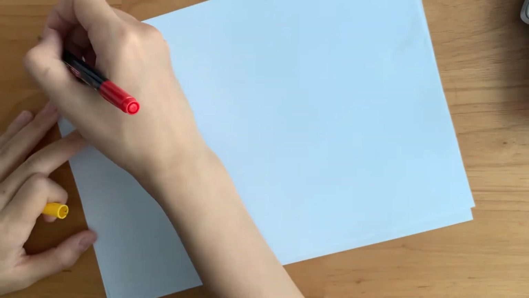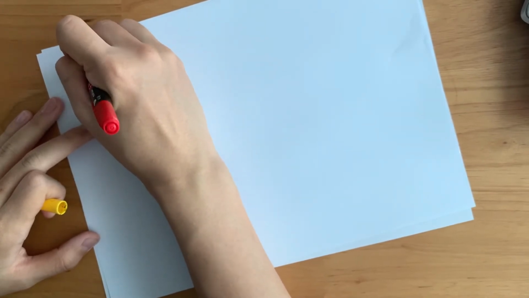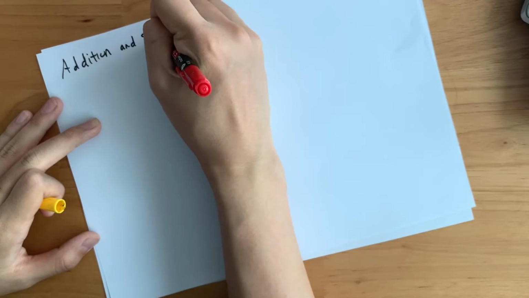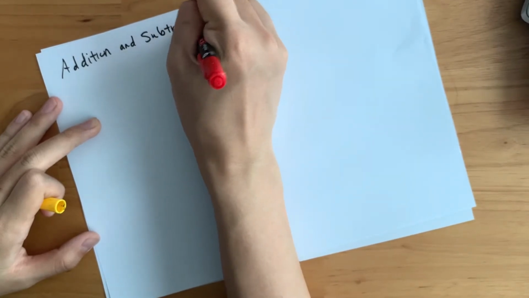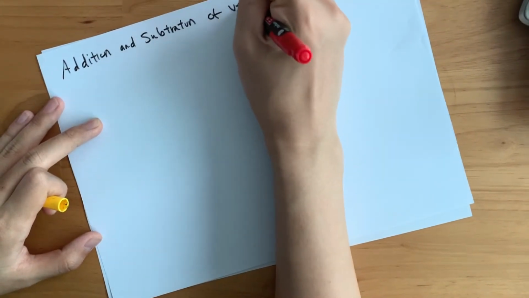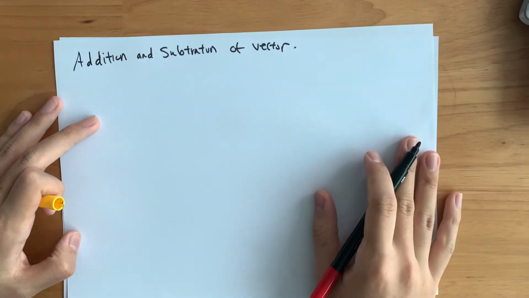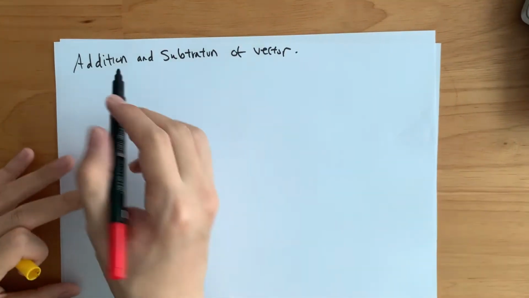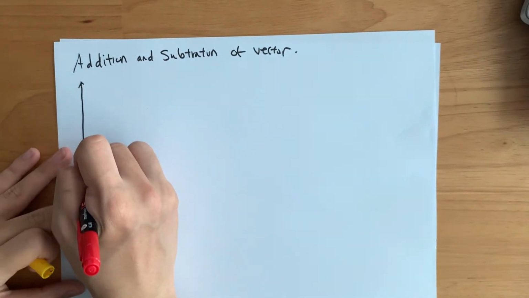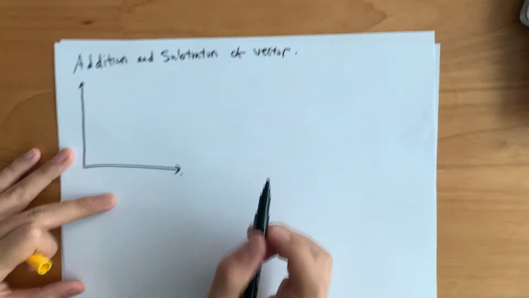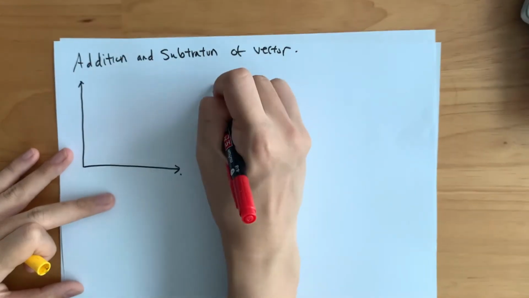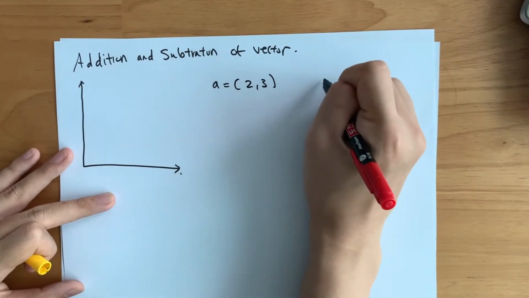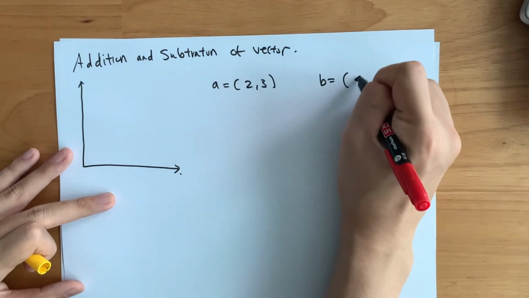Addition and subtraction of vectors. I hope you can see this well. Let's say we have a graph like this, and let's say A is equal to (2, 3), and B is equal to (4, 2).